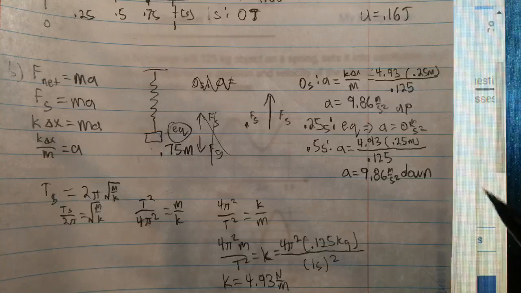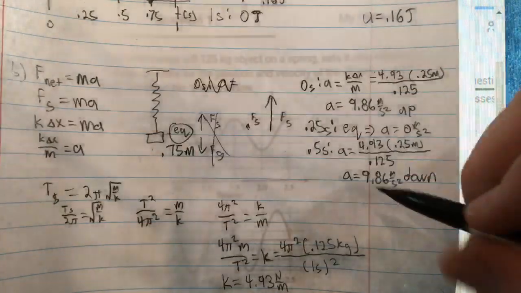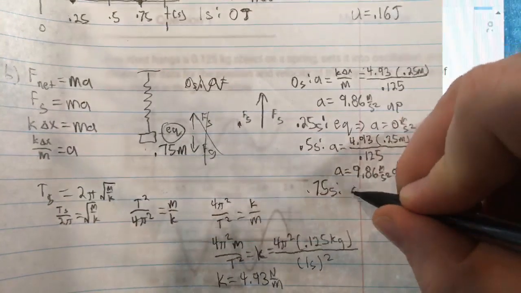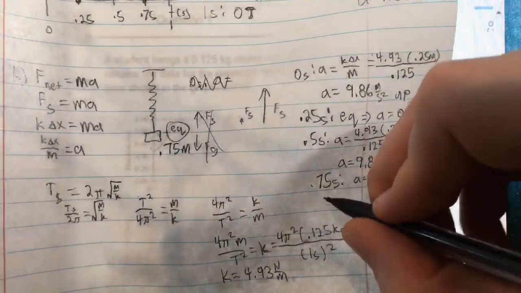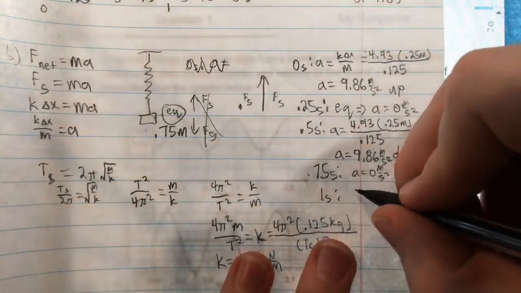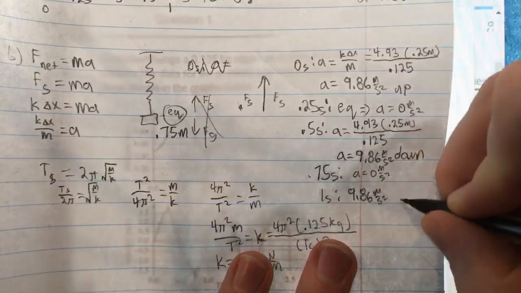All right, so we can kind of put this all together. It's going to repeat itself. At 0.75 seconds, we're going to see again acceleration is 0 meters per second squared at equilibrium. Then at 1 second, we're going to see the motion repeat itself, where we're back to 9.86 meters per second squared up.